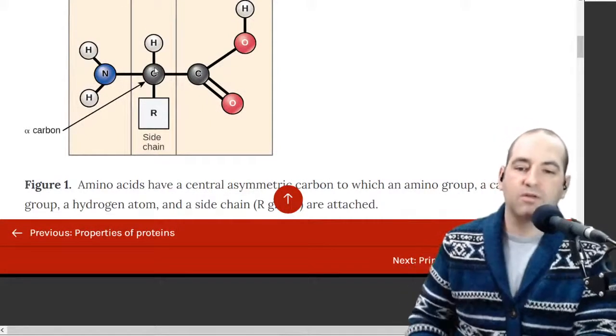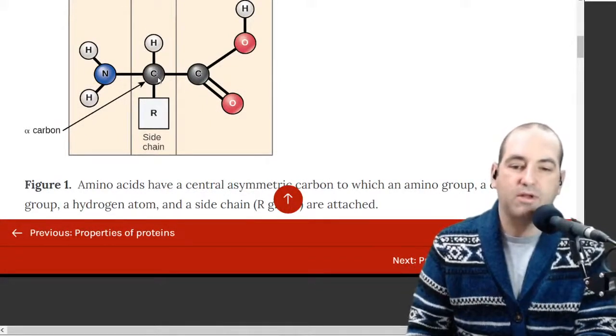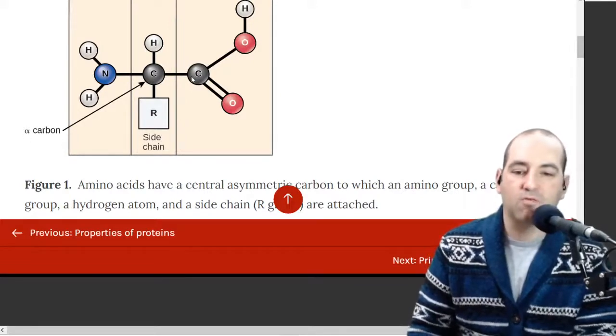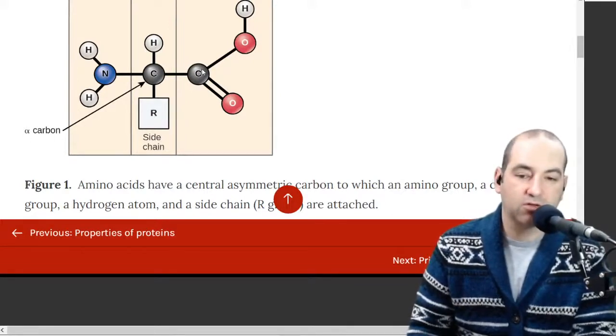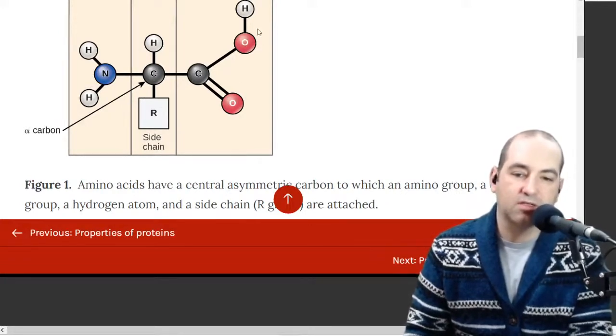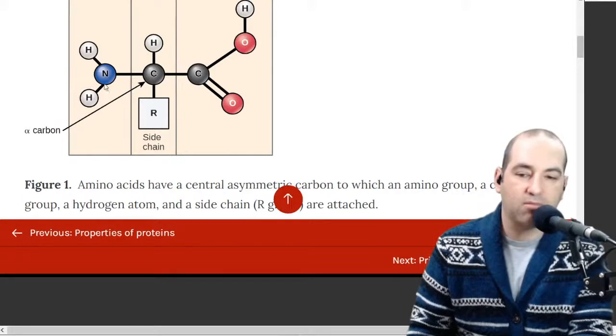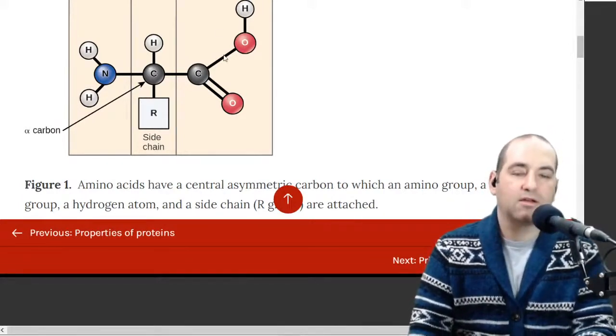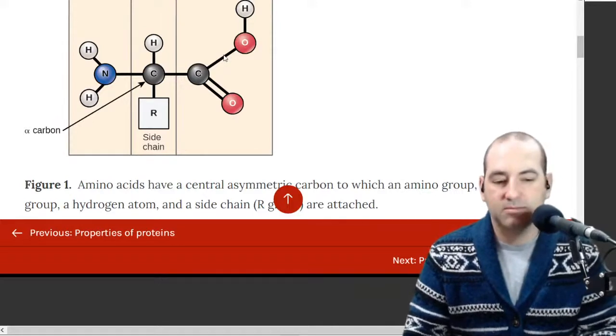All right. So there's this main carbon in the middle, which we call the alpha carbon. It's called the alpha carbon because it is one away from the functional group carbon, the carboxylic acid carbon. So one away is alpha. You've got a carboxylic acid here, carbon double bonded to oxygen, and then OH. Then this alpha carbon, and on the other side of the alpha carbon is a nitrogen. So that's the amine, that's the acid, and that's where the name amino acid comes from.